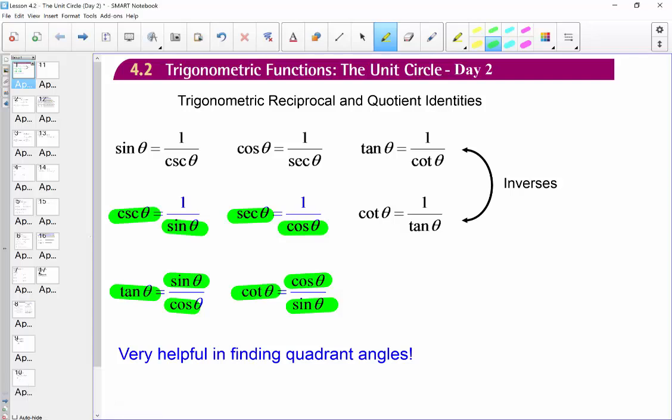I recommend pausing the video now and becoming more familiar with these functions before moving on.